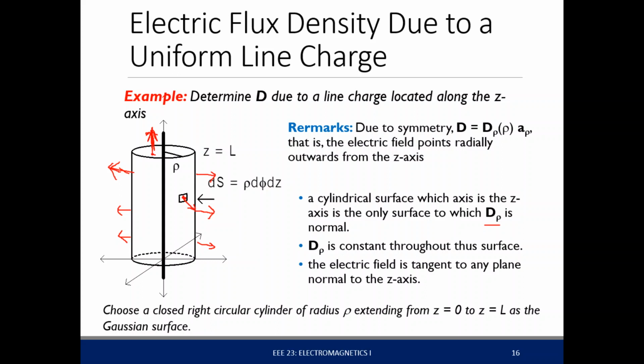So your D rho is constant all throughout these points on the cylinder. But on these points, you don't have any electric flux because the direction here is normal to the electric field. Okay, so you limit this then to a cylinder of height L. So your z is from 0 to L. Okay, so now to evaluate that.